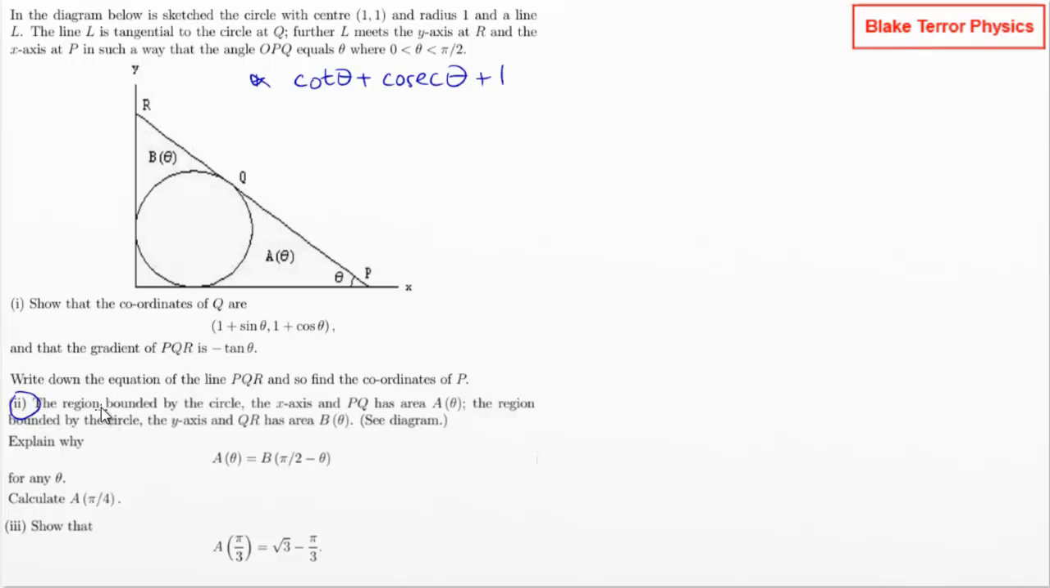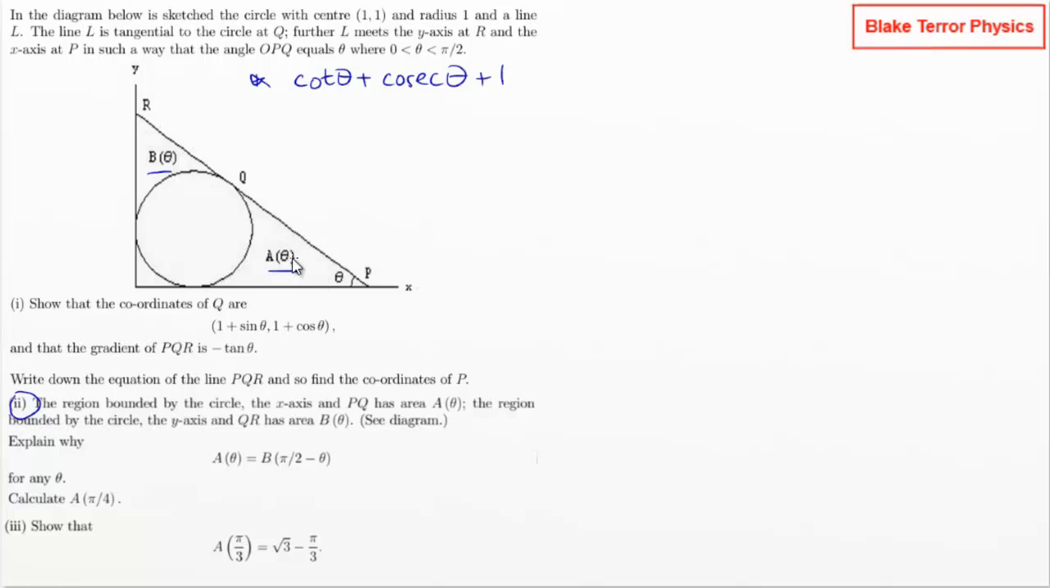Right, second part of the question. The region bounded by the circle, the x-axis, and PQ has area A theta. That's this one. The region bounded by the circle, the y-axis, and QR has area B theta. Explain why A theta equals B of pi by 2 minus theta for any theta. Okay, so we've got to explain that.